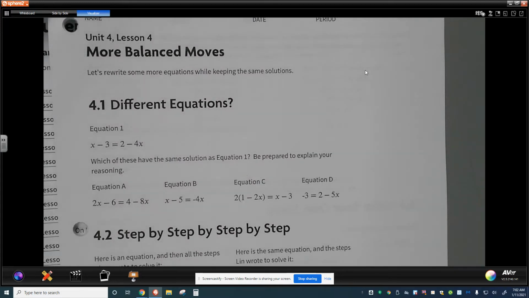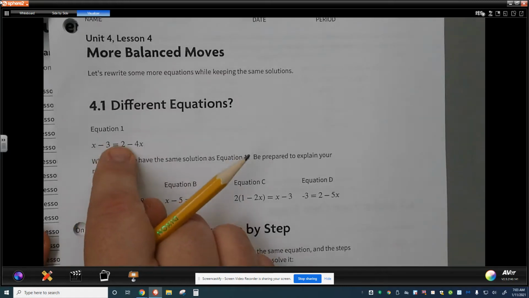This is called More Balanced Moves. We're going to rewrite some more equations, but the key thing is we're going to keep them balanced. And we are going to make sure that we understand what it means to have the correct solution. How do I know when I have the right answer?